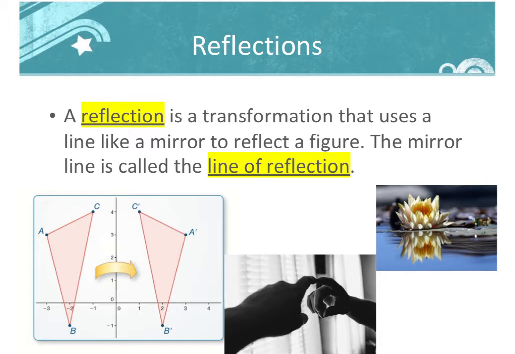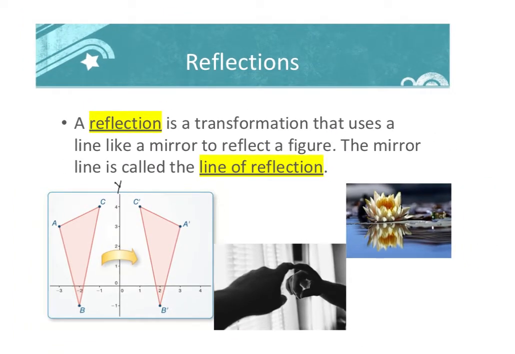So if you take a look at the image on the left, the triangle ABC, as you notice, it's reflected over the y-axis, okay? So this is our y-axis. Each of the points are reflected over the axis. So C becomes C prime, A becomes A prime, and B becomes B prime. So it's just a reflected image over that line, and that's called the line of reflection, okay?